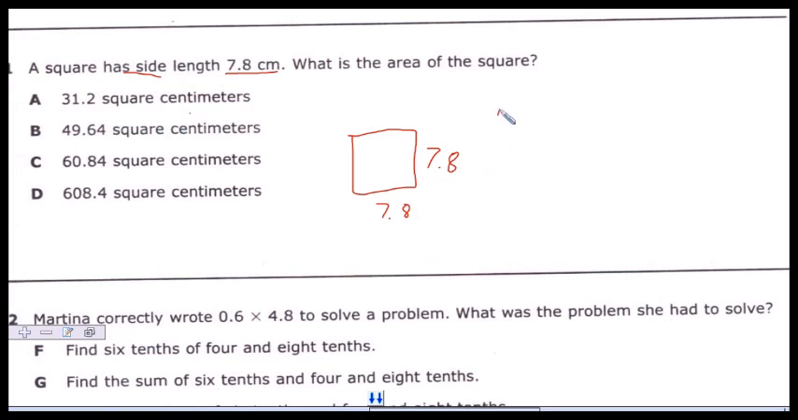So to find the area, all you gotta do is do side times side. So all you really have to do is multiply 7.8 times 7.8. So hopefully you got that one right. We'll go over the answer in class.